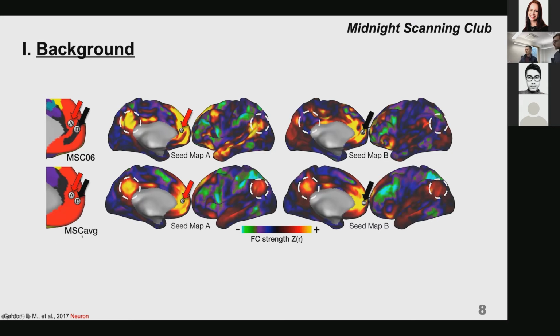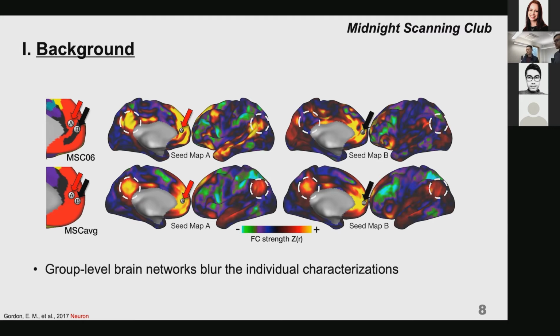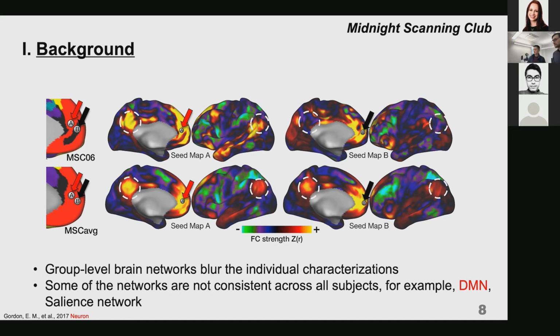By the way, the red color represents the DMN, the default mode network. In this example, on group level, we can see that seed A and seed B both belong to the DMN. But if we look at the individual level, specifically subject number 6, we can see that actually seed B does not belong to the DMN. Actually, seed B belongs to another network. So what we take away from this article is that group level brain networks could blur the individual variations. And also some of the networks are not consistent across all subjects, for example, in this example, the DMN.